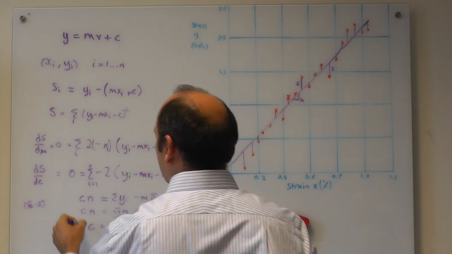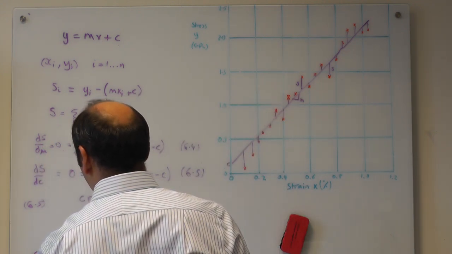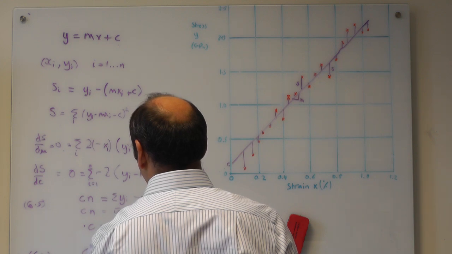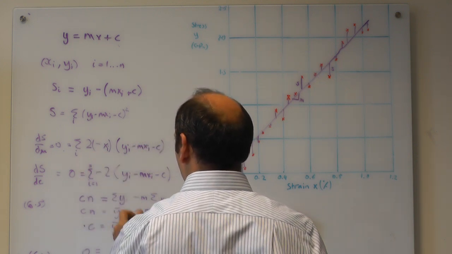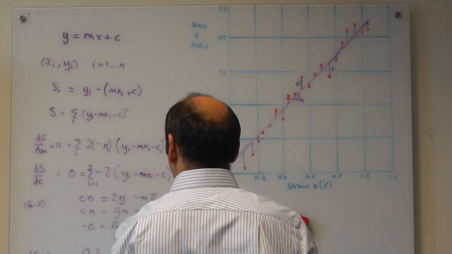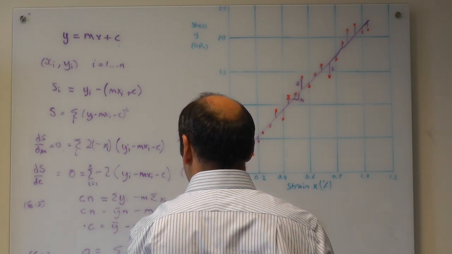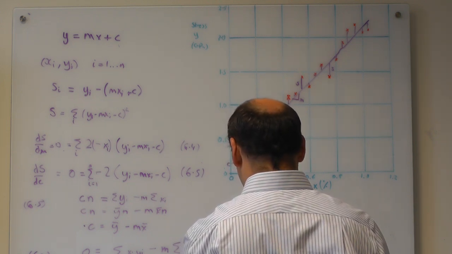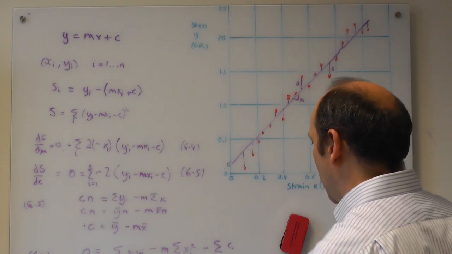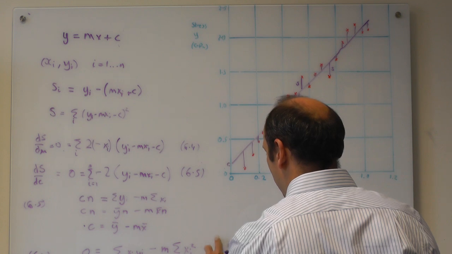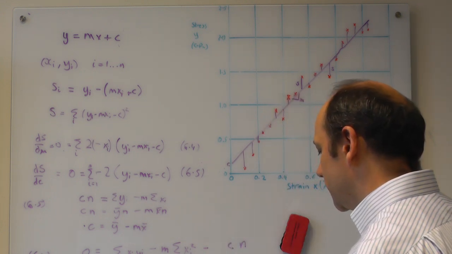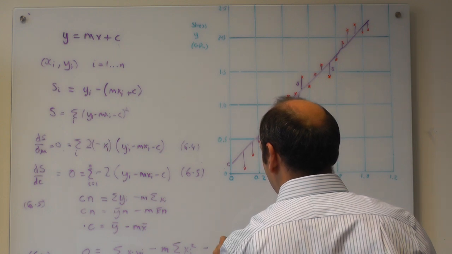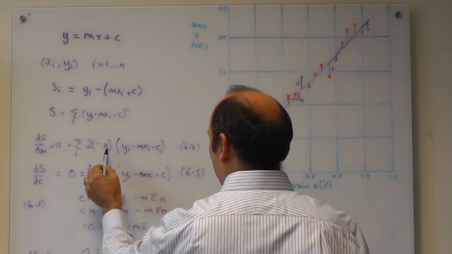And then we can insert our equation for c into our equation for m. So if I take equation 6.4, I've got 0 is equal to the sum of the xi yi's there. I'm taking the minus sign and the 2 away. And then I've got minus m times the sum of the xi squareds minus a sum of the c's. That's my equation for that. And that's going to be just equal to c times n. Minus c, sorry, I should follow through, c times xi.